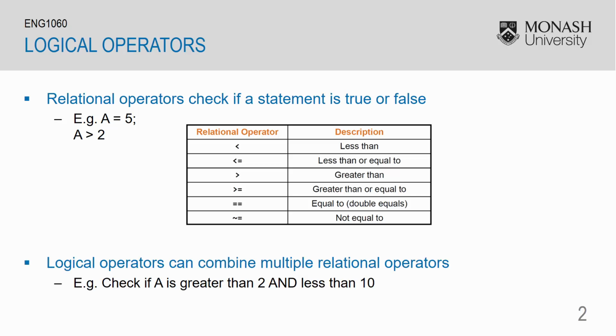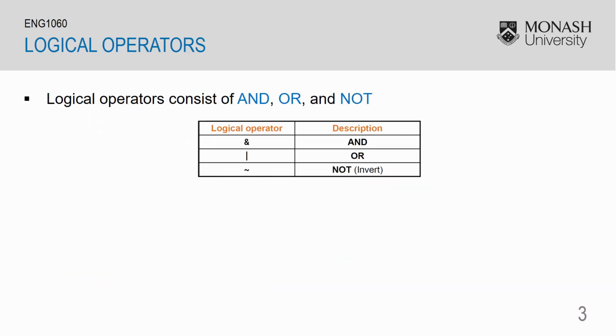Logical operators allow us to combine multiple relational operators. As an example, we can check whether a is greater than 2 but also less than 10. The logical operators in MATLAB are given by AND, which is the ampersand symbol, OR, which is the vertical line symbol, and NOT, which is the tilde symbol.